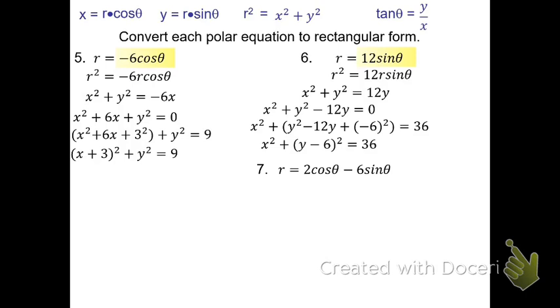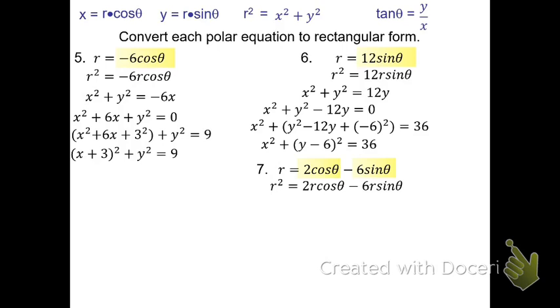So we can see how these two types of equations tie together. All right, our last example. Here we've got cosines and sines all in one equation. But we can notice that neither one of them has the r with it. So to get the r with the cosine and r with the sine, we're going to multiply each of the three pieces by r. So r times r is r squared. 2 cosine theta times r becomes 2r cosine theta. And negative 6 sine theta becomes negative 6r sine theta once we multiply by r.